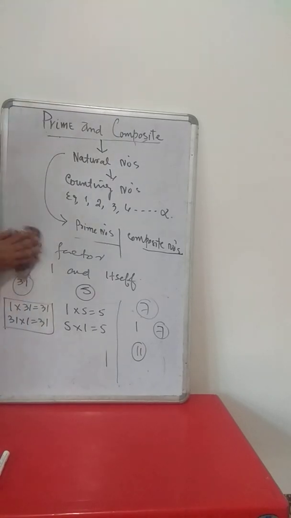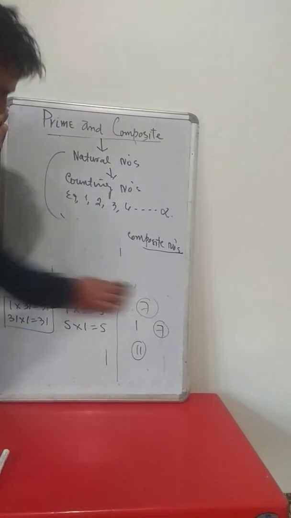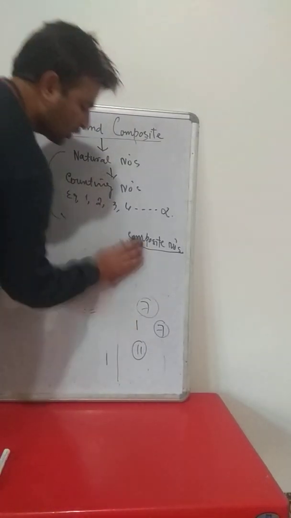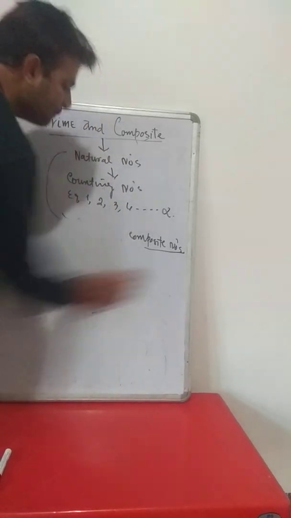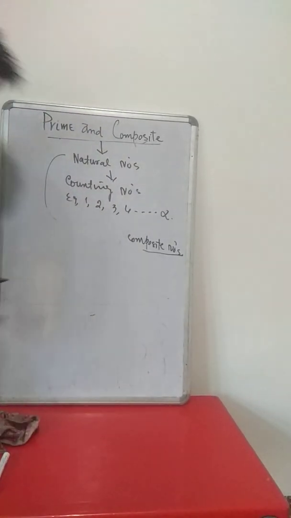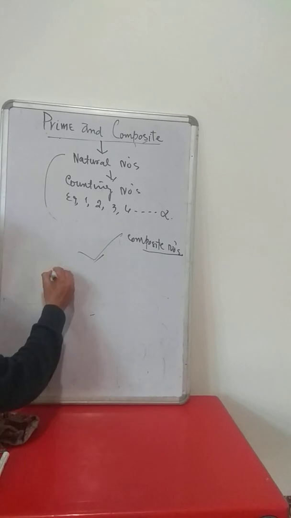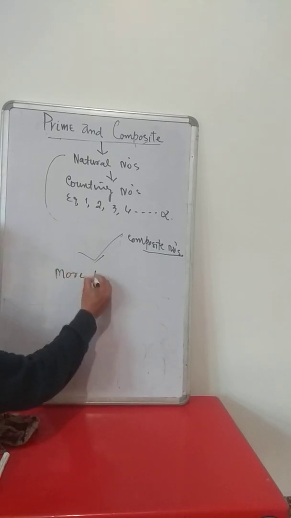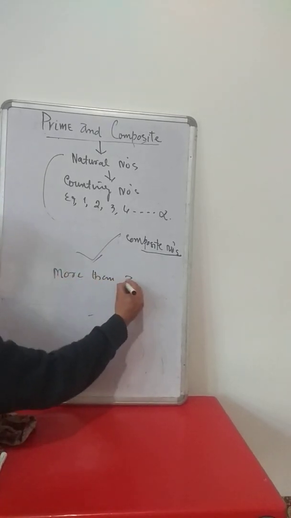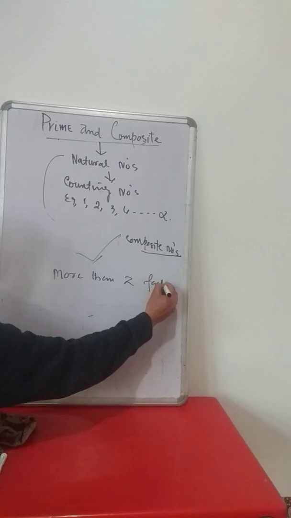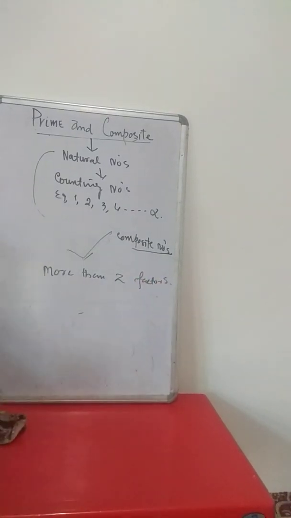Next टॉपिक जो हमारा है is composite numbers. All those numbers which are not prime numbers are called composite numbers. Or composite numbers are those numbers having more than two factors. All those numbers जिनके दो से ज्यादा फैक्टर्स होंगे.